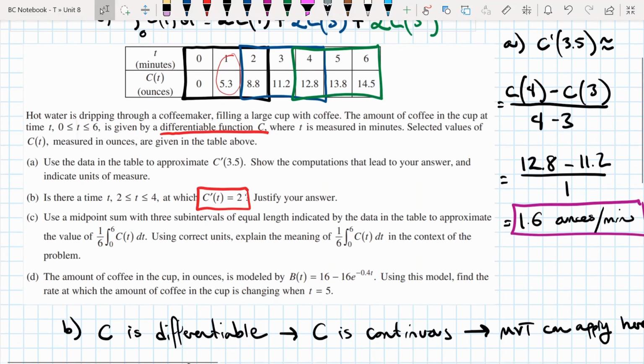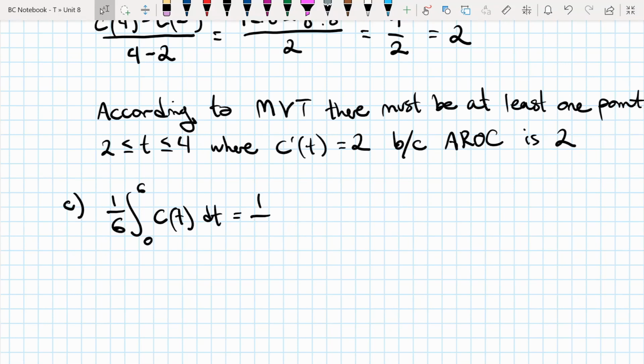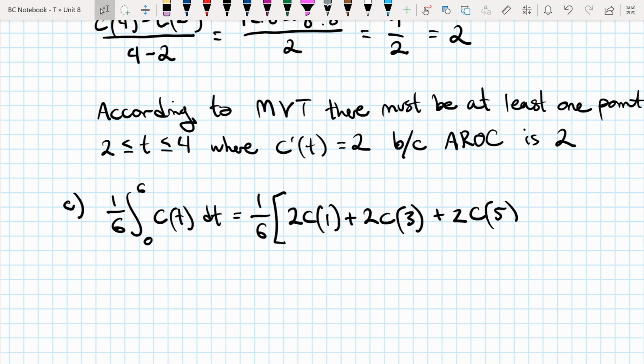So that's the setup. Now let's go down and evaluate this integral. So we get 1/6 times 2, I'm just going to rewrite what we wrote before using the midpoint sum: 2 times the value of C at 1 plus 2 times the value of C at 3 plus 2 times the value of C at 5. Okay, and let's plug these y values in. I'll factor out the 2 as well. So we get 2 over 6 times the sum of these three y values. Well, we get 5.3 plus 11.2 plus 13.8.